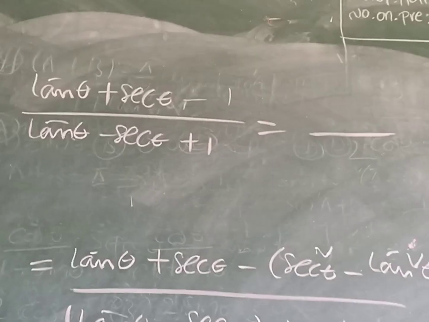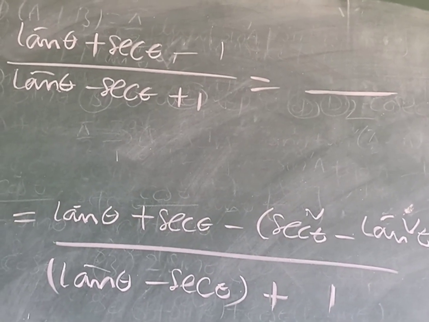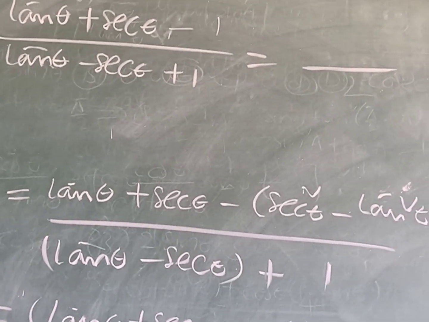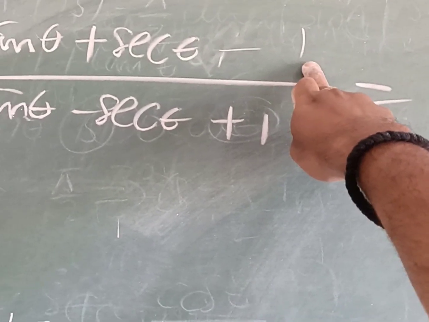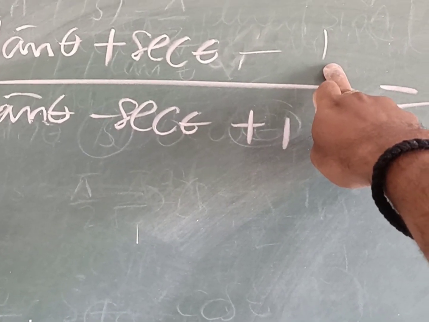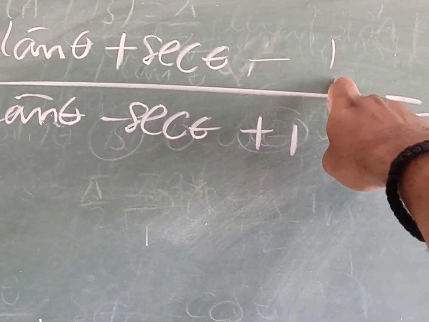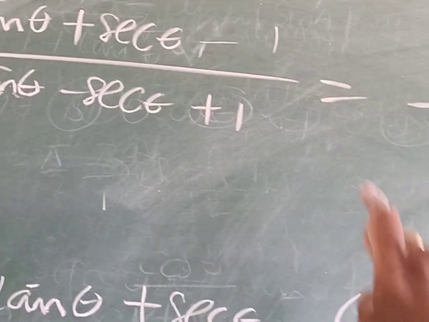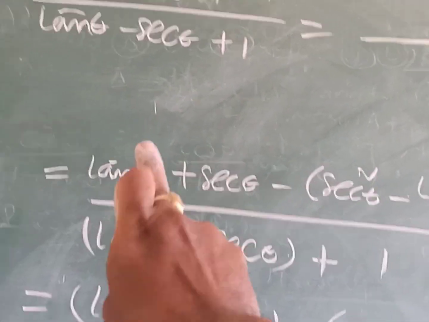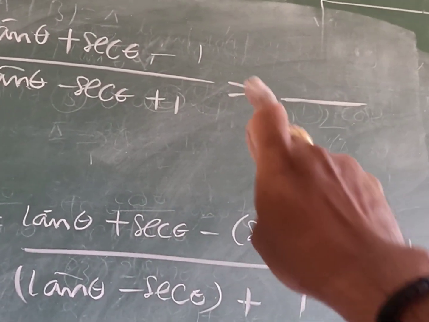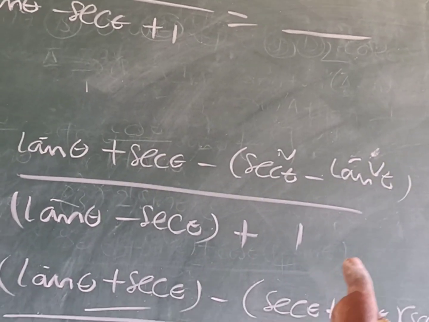Next question. Tan theta plus secant theta minus 1 by tan theta minus secant theta plus 1 is equal to. Here, we are going to write this 1 in terms of secant and tan. So what is the second trigonometric identity? Secant square theta minus tan square theta is equal to 1. Instead of this 1, we are writing secant square theta minus tan square theta. Therefore, tan theta plus secant theta minus, instead of 1, secant square theta minus tan square theta, by tan theta minus secant theta plus 1.